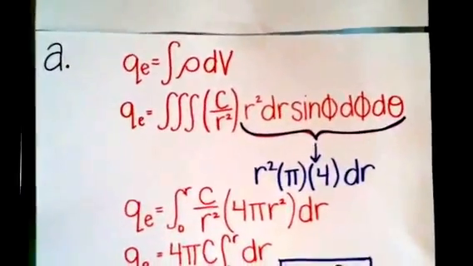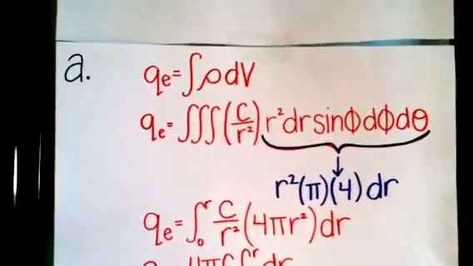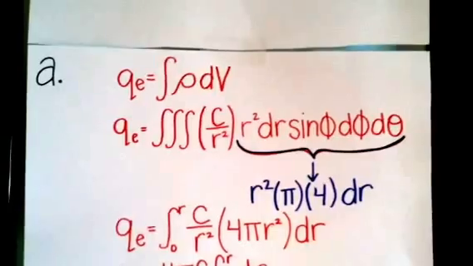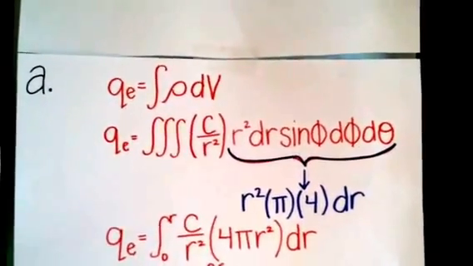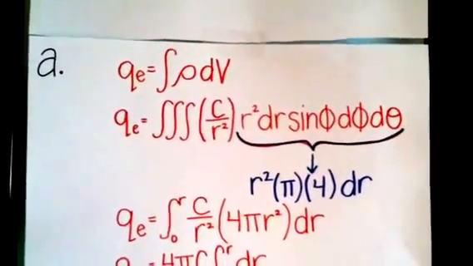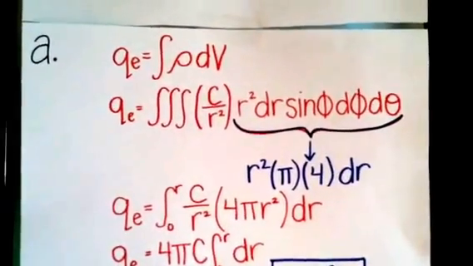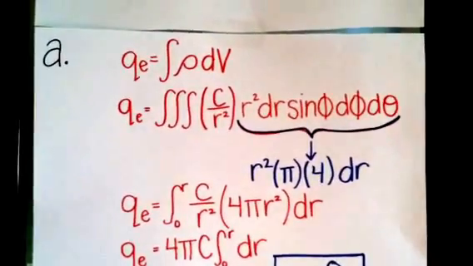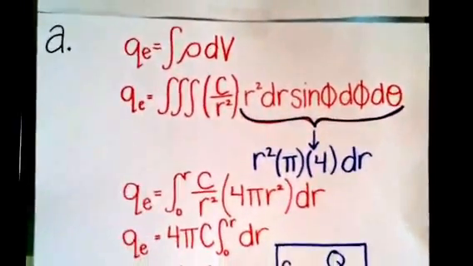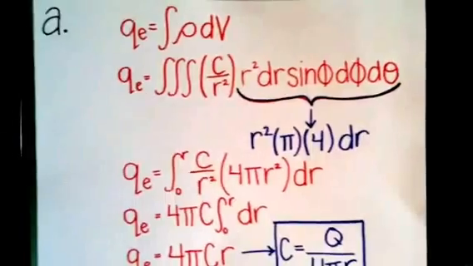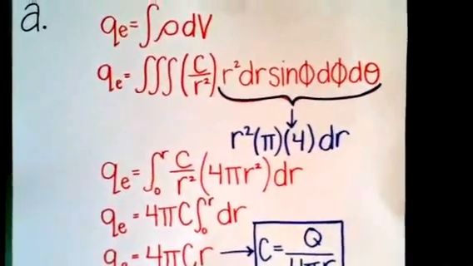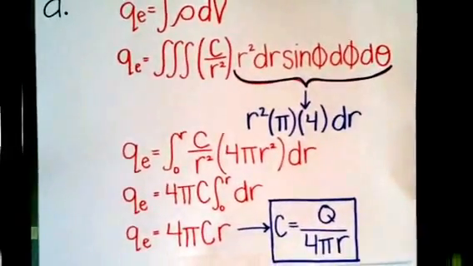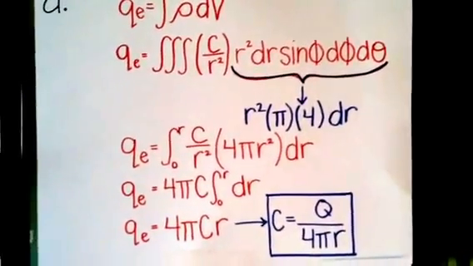So for part A, we'll start with Q enclosed is equal to the integral of rho times dV. Now we can plug in C over r squared as rho, and for dV, we can plug in r squared dr sine phi d phi d theta. From our knowledge about spheres, we know that the r squared dr sine phi d phi d theta part of the integral can be simplified to 4 pi r squared dr.